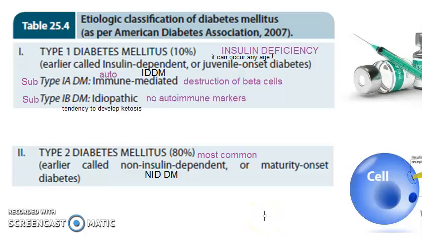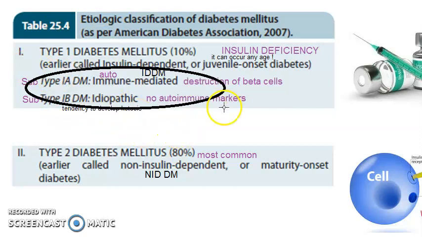Guys, in the last video we were looking at the etiological classification of diabetes mellitus. We started off with it. We saw details on type 1 diabetes mellitus, where there is insulin deficiency. So it is insulin dependent diabetes mellitus. It can be of two types: autoimmune or immune mediated, and idiopathic. Okay. So is this clear?